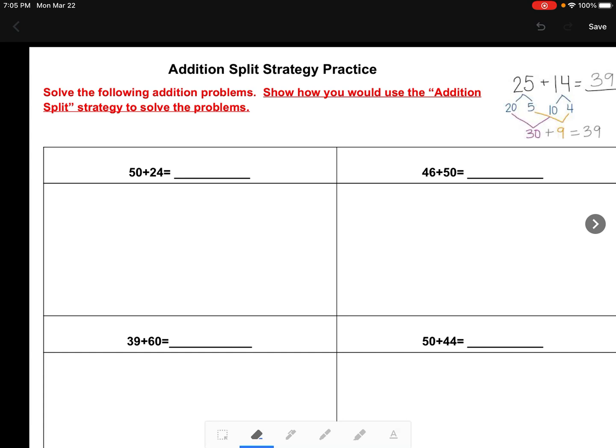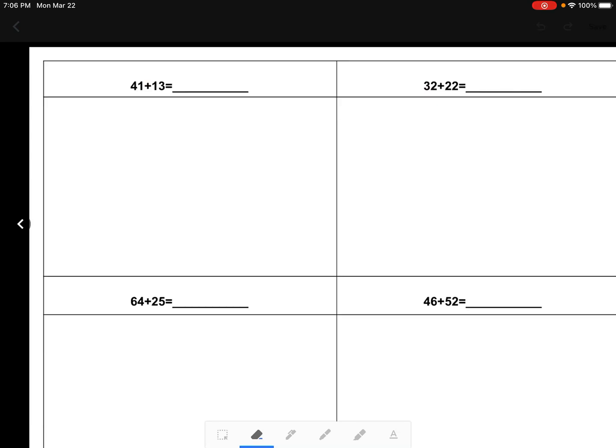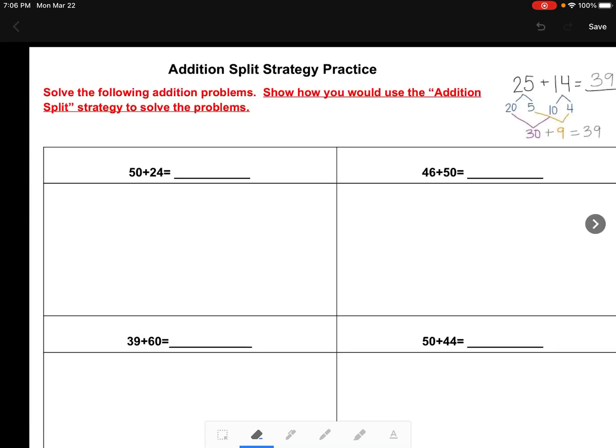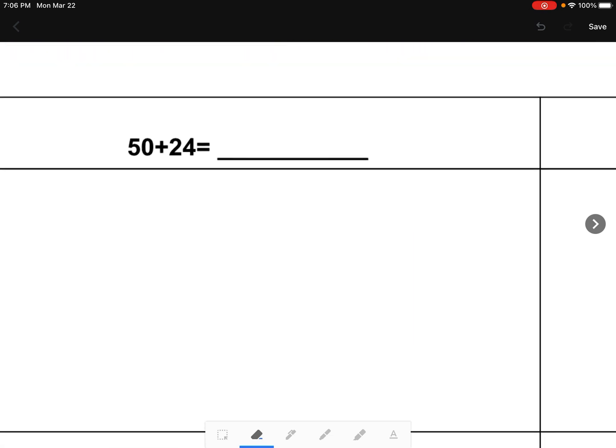There are 2 pages to this assignment, so we have 4 on the first page and another 4 problems on the second page. All right, this first page, let me show you how to do this.